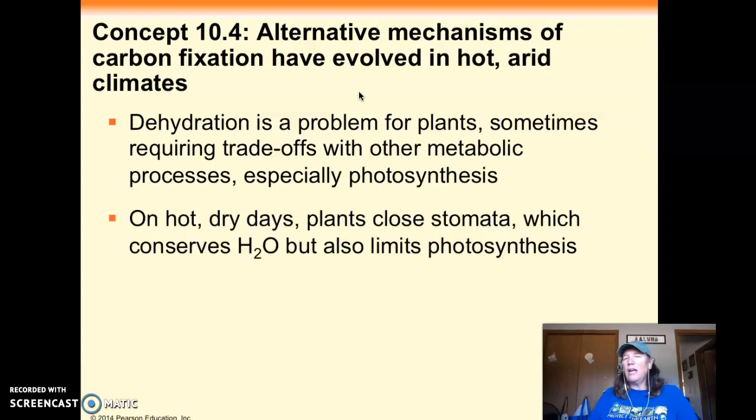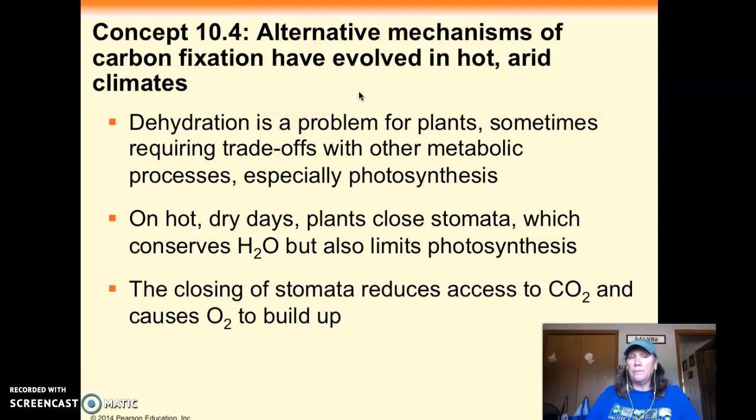Okay, on hot, dry days, the plants completely close those stomata, those little holes on the bottom, and that way they can conserve water. But because they're conserving water, it limits photosynthesis. So they can't make as much food as they'd like to because there's not the water available.